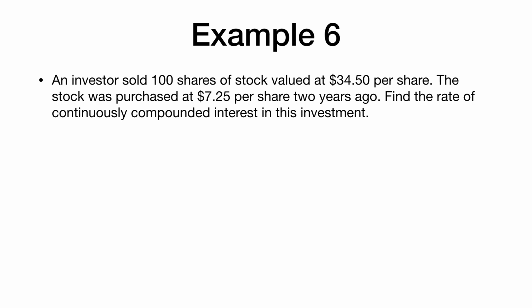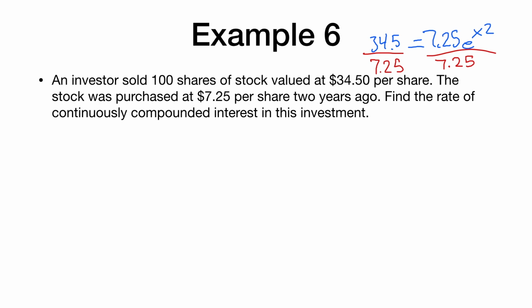So in this case, 7.25 is our p-value times e to the, we do not know our rate, but we do know it was 2 years, equals 34.5. Now you may go, why aren't you worrying about the 100? Because the rate for one share is going to be the same for 100 shares. So our first step is, once again, we divide. In this case, we divide by 7.25.